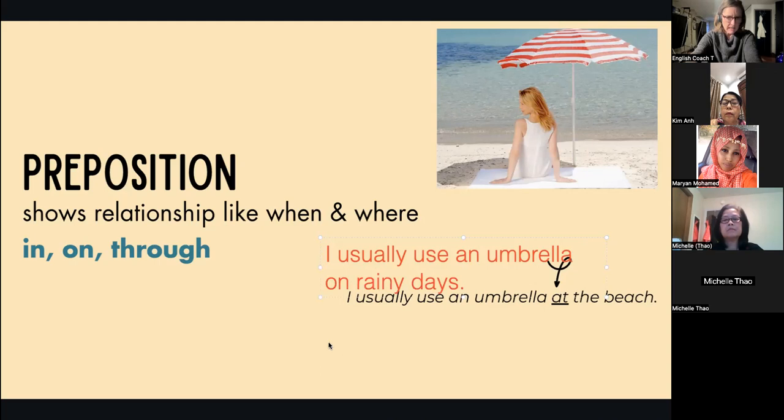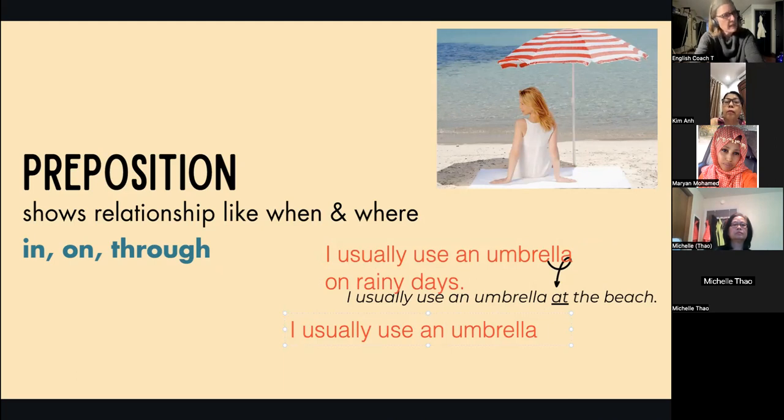And then I think Hassan used the sentence. Let me see what you put. Yeah. So we're going to use the same sentence, guys, to make it simple. And try to change it though to a when preposition. I usually use an umbrella. When is not a preposition. When's more of an adverb.